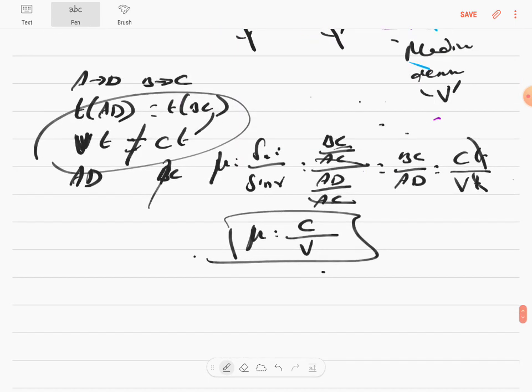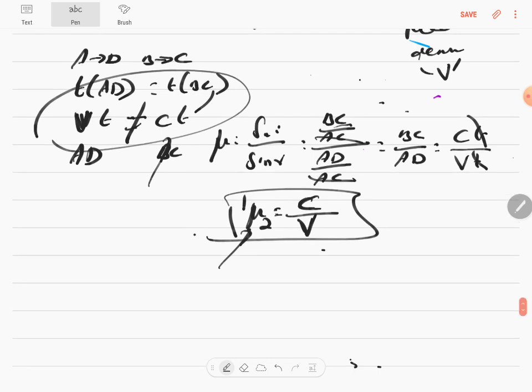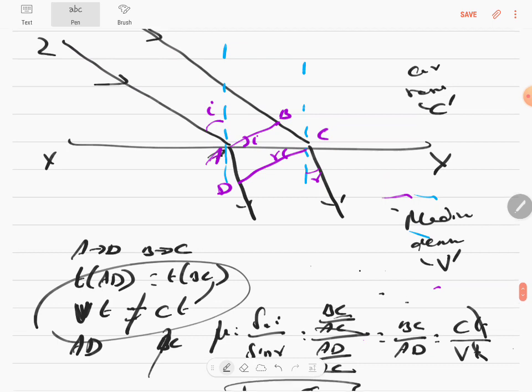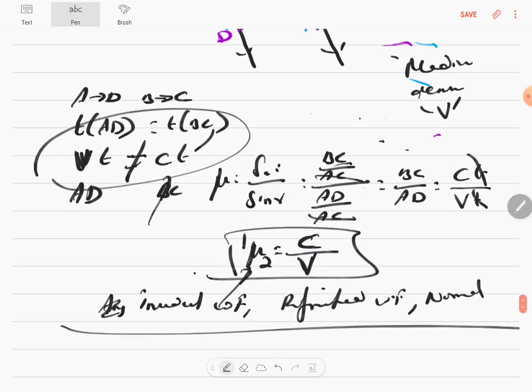The laws of refraction are nothing but Snell's law, which says the refractive index of the denser medium with regard to the rarer medium is equal to the speed of light in vacuum by the speed of light in the medium, or sin i by sin r. The second point is that the incident ray, incident wavefront, refracted wavefront, and the normal all lie in the same plane. So these are the key points you have to write in the laws of refraction.